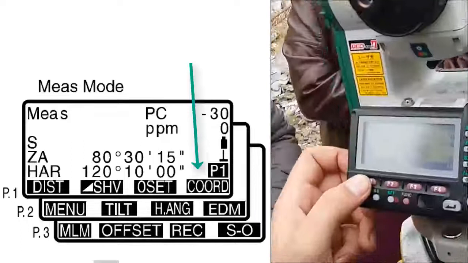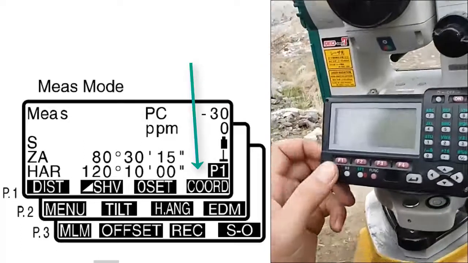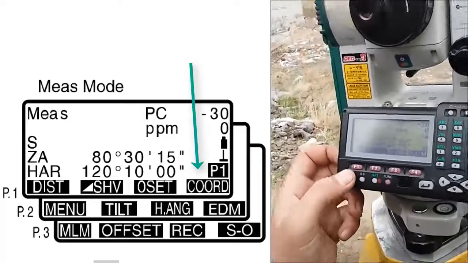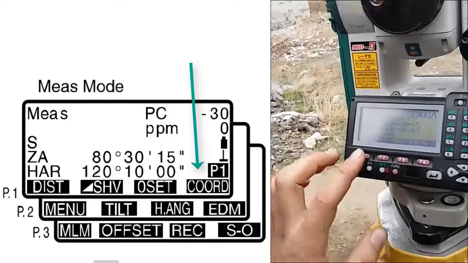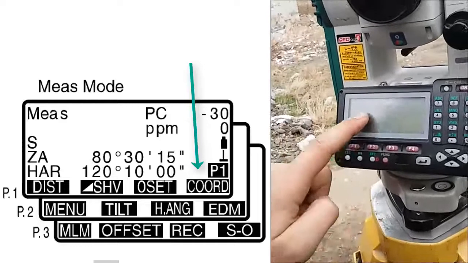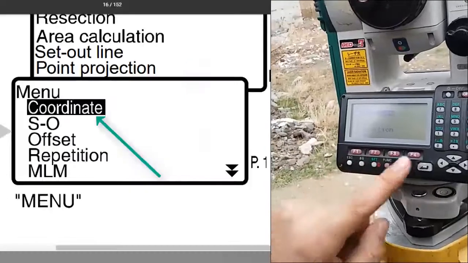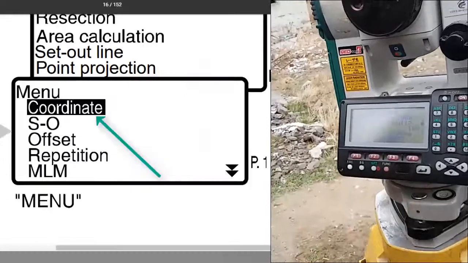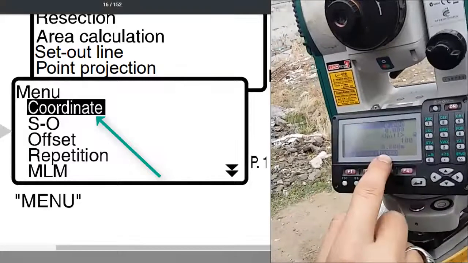Last time we studied how to access coordinates. We have two ways, one from the measure mode. You see in page 1, the last one is coordinates or F4, and the second is from the menu. From the menu you can also access that.